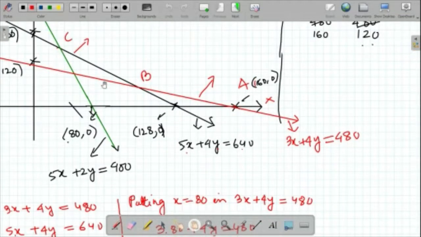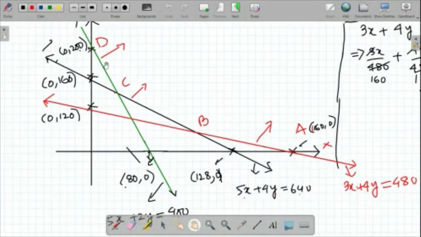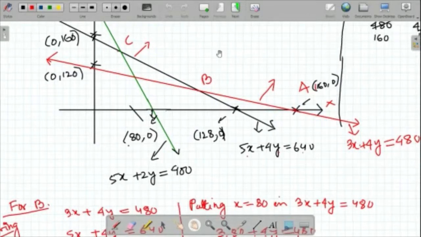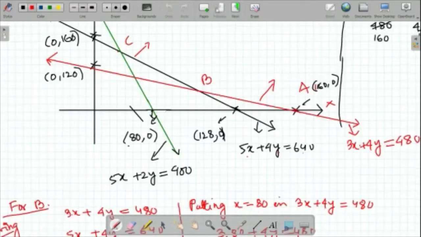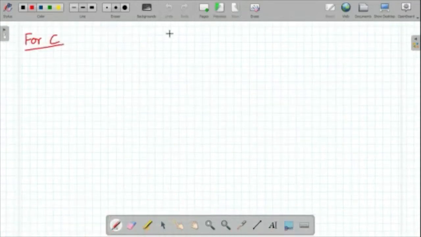Point C. Now let's see, C is the intersection of which lines? The green line and the black line. And what is the green line? Let's write it down: 5x plus 2y equal to 400. And what is the black line? It is 5x plus 4y equal to 640, right? So write down, for C, the intersection of this green line, which is 5x plus 2y equal to 400, right?